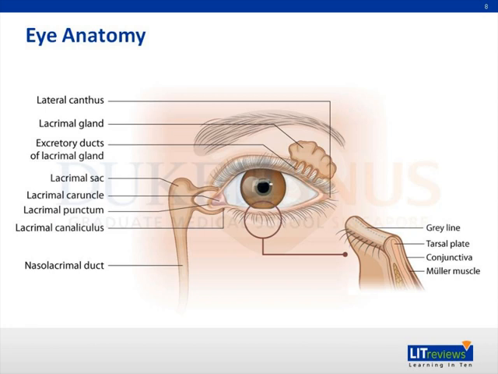Other external eye anatomy pieces that are important, really the tarsal plate is something that I like to think of just as something that gives support to the lid structures and should be evaluated as well.